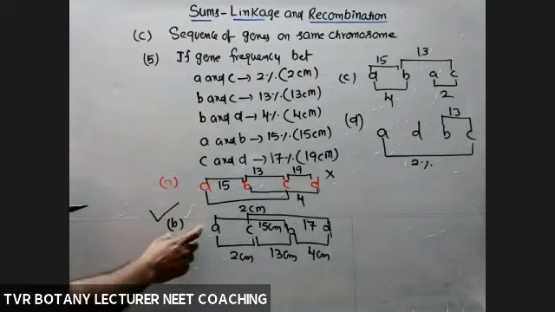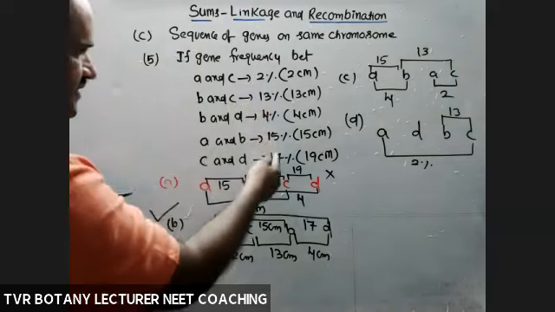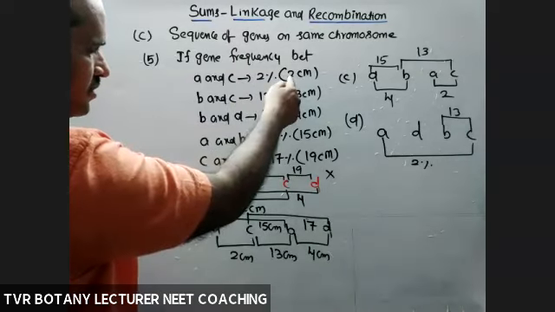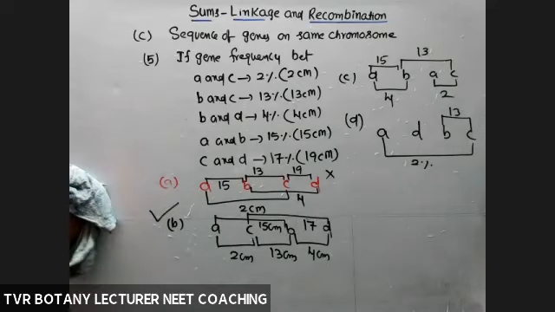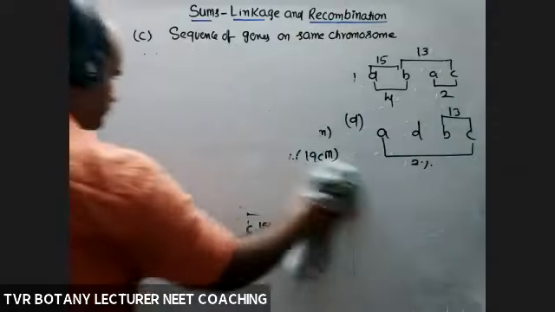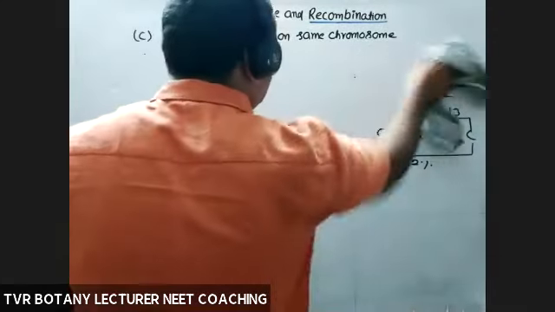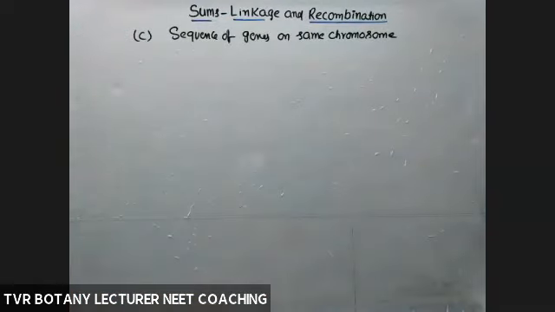Okay, so this is the correct arrangement of genes present on the chromosome according to percentages, that is equal to centimorgans, concerned one. Okay, next. Next question.